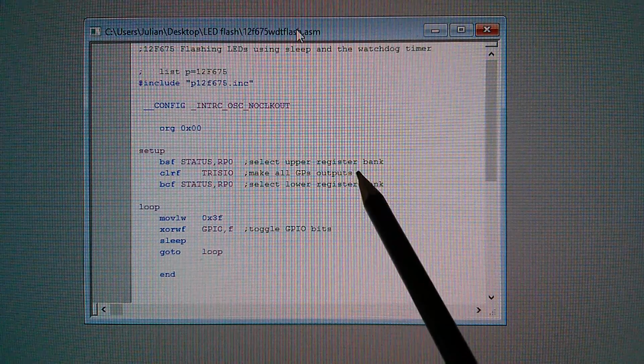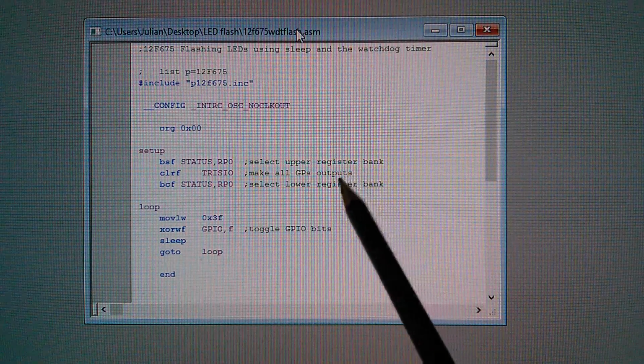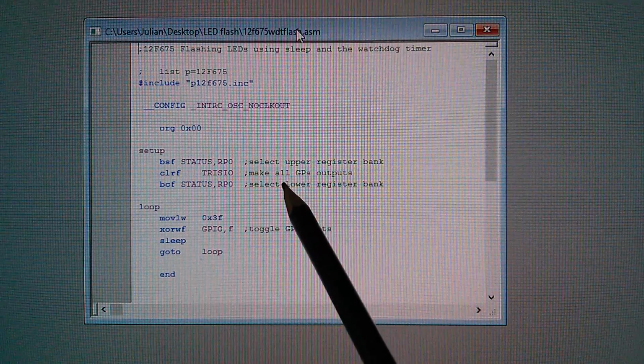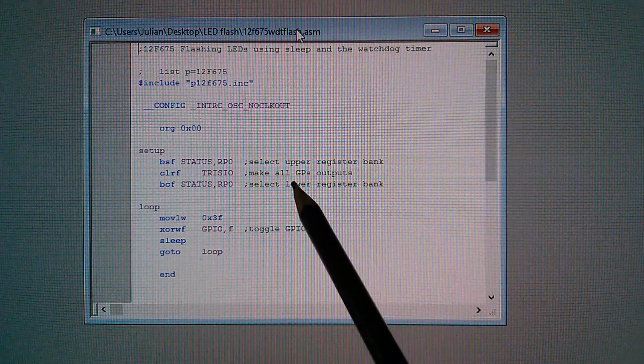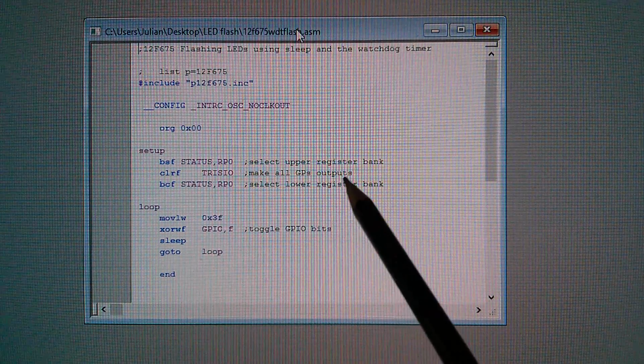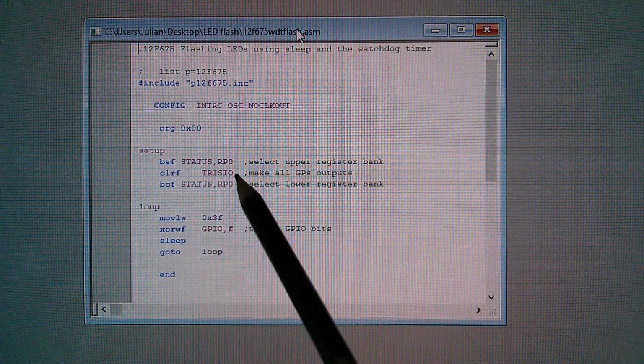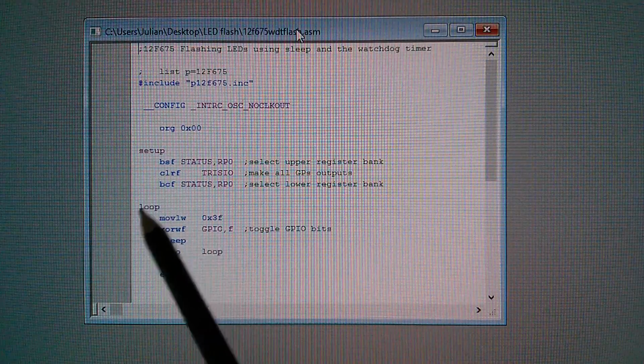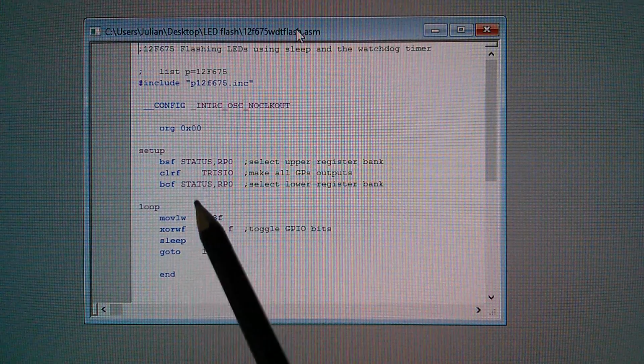ATmega328P, the processor used in Arduino, when you power the chip up, all IOs are inputs, because you don't want to blow stuff up. So you have to make all the GPs outputs. That's what that instruction clear TRISIO does. Then in the loop section, which you whiz around lots of times, very simple.